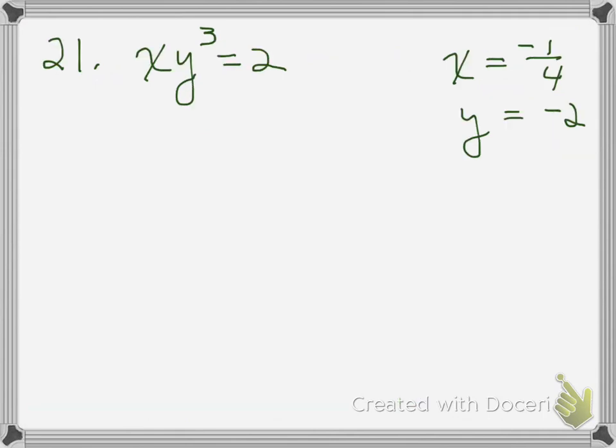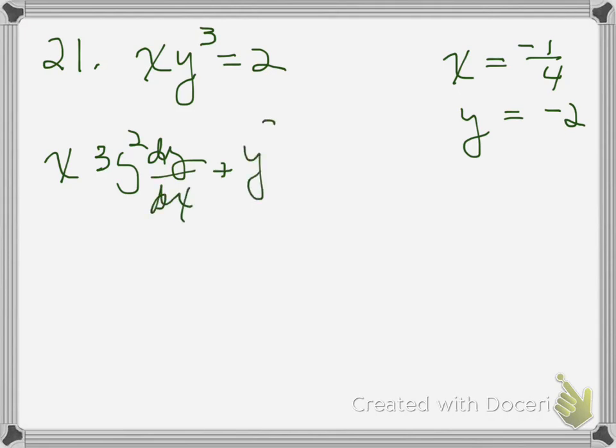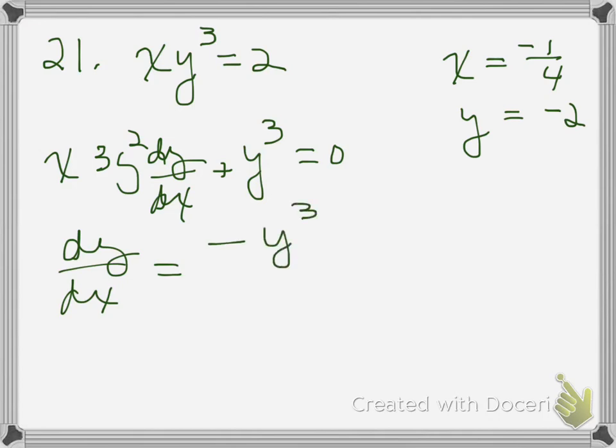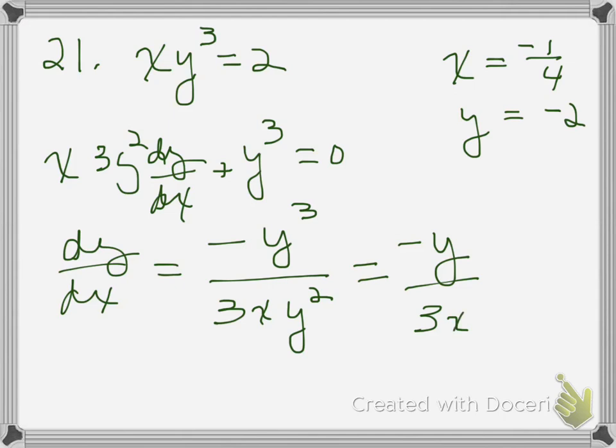Okay, here's problem 21. I see I have a product rule. So I start out saying left, d right, plus right, d left, which is just 1, equals 0. My goal is to get dy/dx by itself. Negative y cubed, so I need to move it over. Then divide by 3, let me just backtrack, 3x y squared. Okay, so that can equal negative y over 3x.